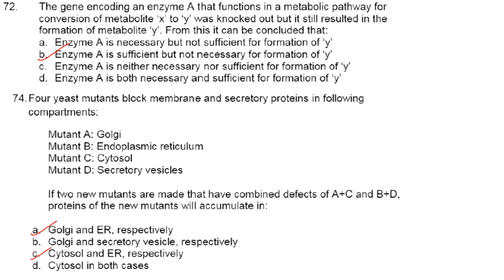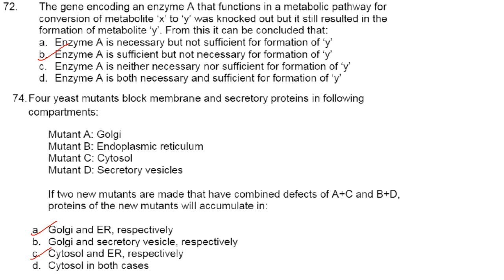Then next one. Four yeast mutants block membrane and secretory proteins in the following compartments. Mutant A is blocking in the Golgi, B in the endoplasmic reticulum, C in the cytosol and D in the secretory vesicle. If two mutants are made that have combined effects, A plus C and B plus D, the proteins of the new mutant will accumulate in? Protein cargo moves from the endoplasmic reticulum to the Golgi, is modified within the Golgi, and is then sent to various destinations in the cell including lysosomes and the cell surface.